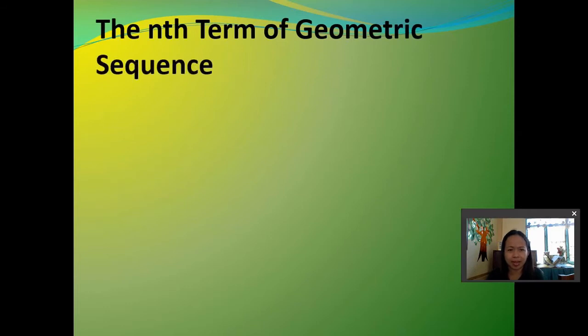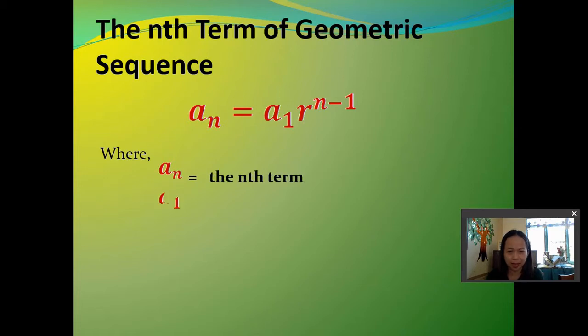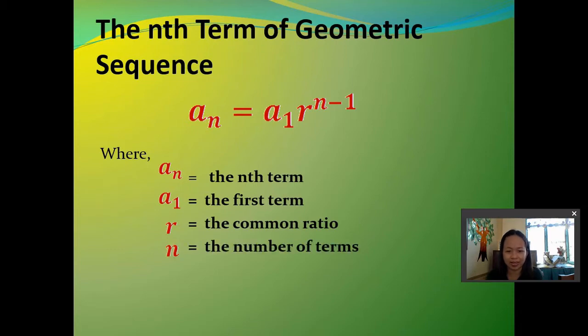Okay, if you still remember, the nth term of a geometric sequence is given by this formula. That is, nth term is equal to first term times the common ratio raised to the power of n minus 1, where a sub n is the nth term, a sub 1 is the first term, r is the common ratio, and n represents the number of terms. So we are going to bear all of these in mind so that we can really understand the nth term of a geometric sequence.